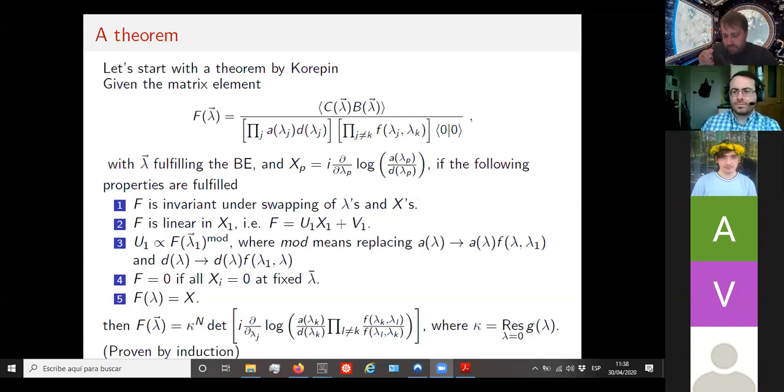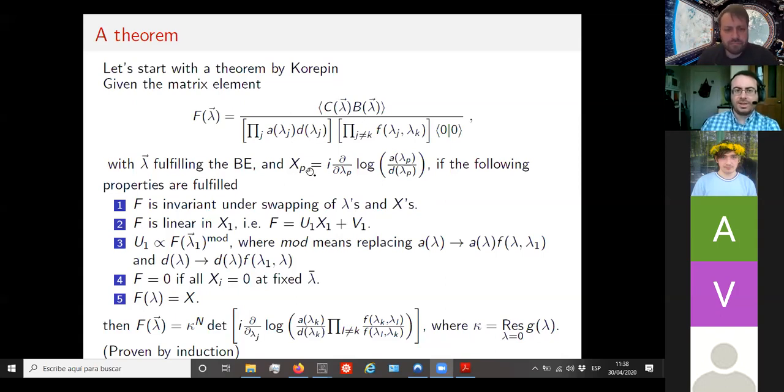F is symmetric over all x's, so... Yeah, exactly. If it's symmetric under all x's, you have only to study one to know the behavior with respect to the other ones. Well, for how f is defined now, we do not understand how f depends on x.